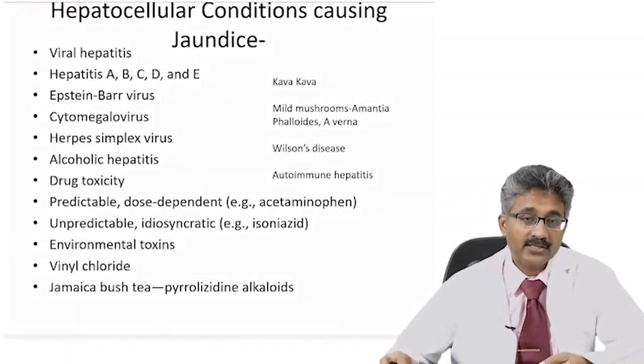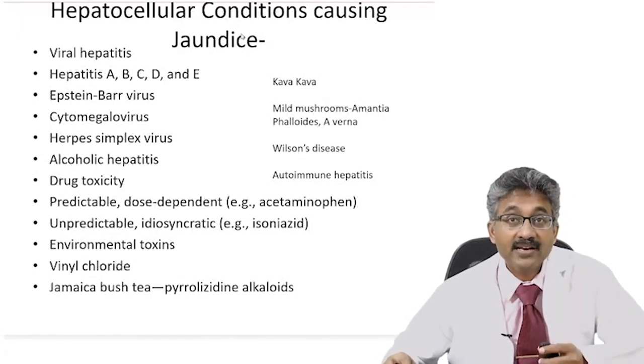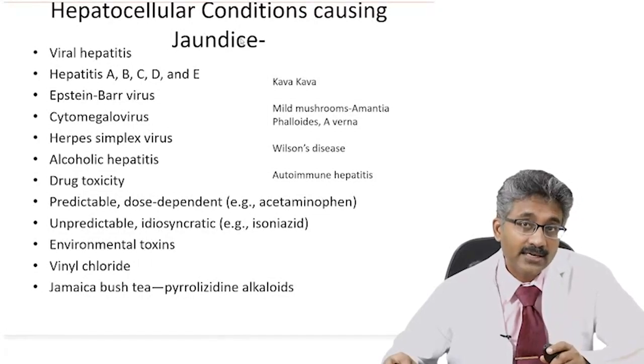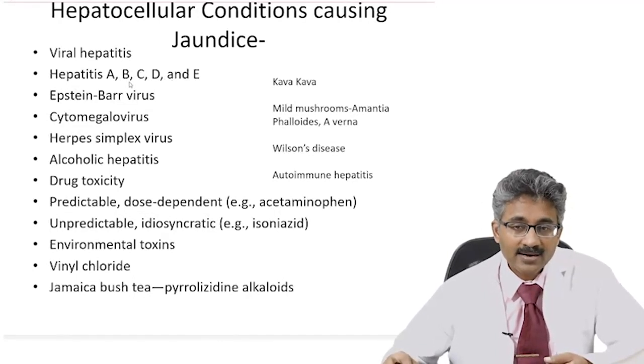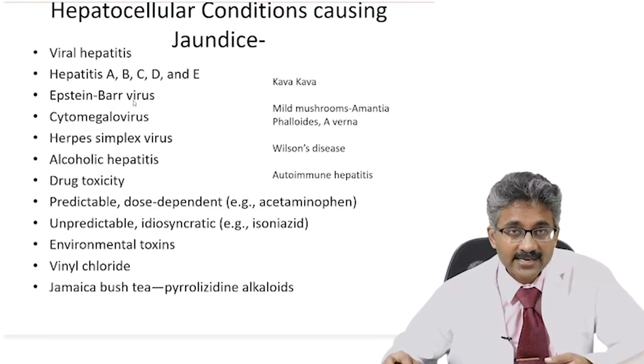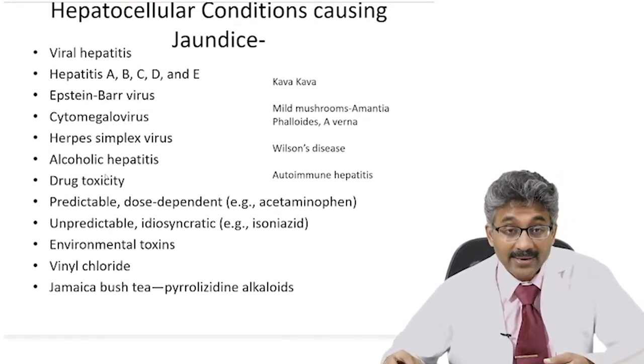So students, now let us go to the hepatocellular conditions which can produce jaundice. Here the liver parenchyma is damaged and aminotransferases are more than alkaline phosphatase. The infections: viral hepatitis, it could be A, B, C, D and E. They are called hepatotropic viruses. But there are other viruses like Epstein-Barr virus, cytomegalovirus and herpes that can produce hepatocellular jaundice. Alcoholic hepatitis.